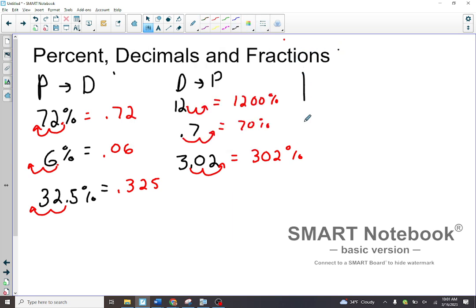Next one is decimal to fraction. Actually, we'll do the easier one first. Let's do fraction to decimal. So if you want to do fraction to decimal, let's say 3/4. All you do is in your calculator, do 3 divided by 4. And that will result in 0.75.